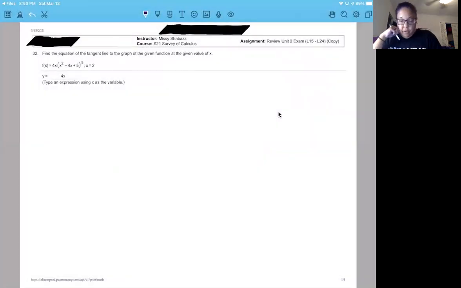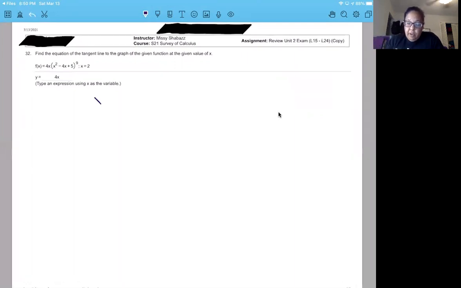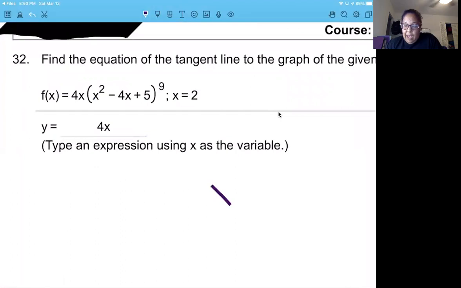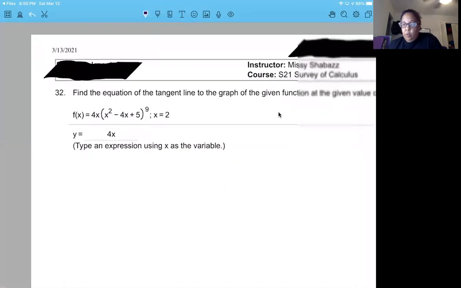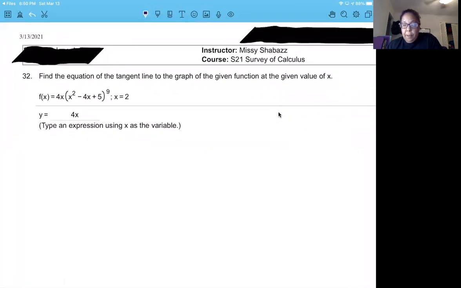All right, question 32. Find the equation of the tangent line to the graph of the given function at the given value of x. So we want to find the equation of the tangent line at x equals 2. Here's our function. I have a function times a function. Now we definitely don't want to multiply that out 9 times. So we're going to have to use the chain rule on that part, but we're also going to have to use the product rule because I have a function times a function.